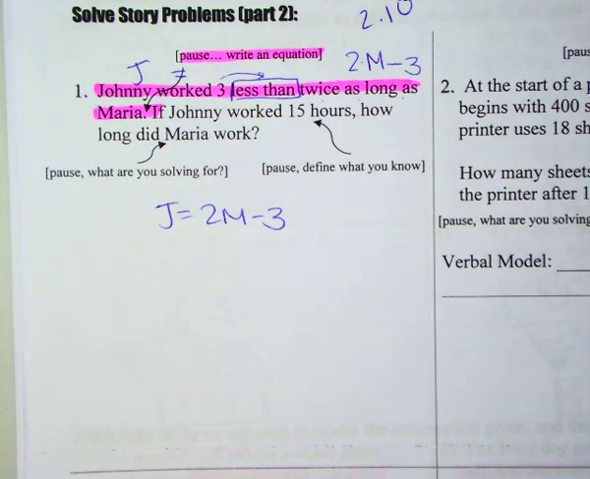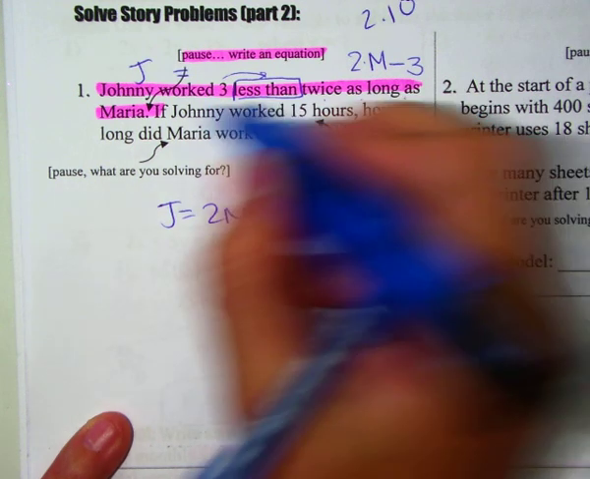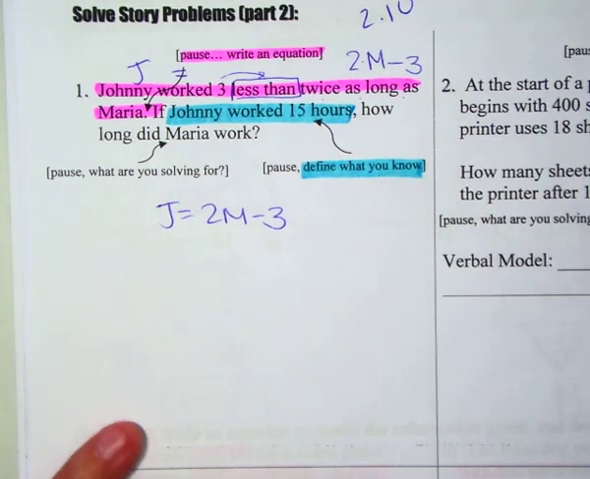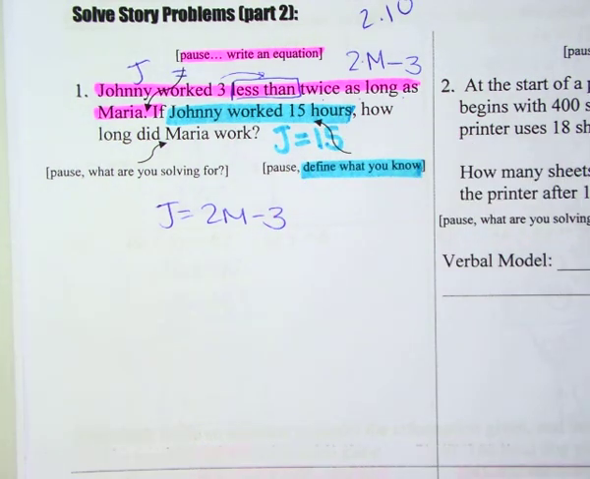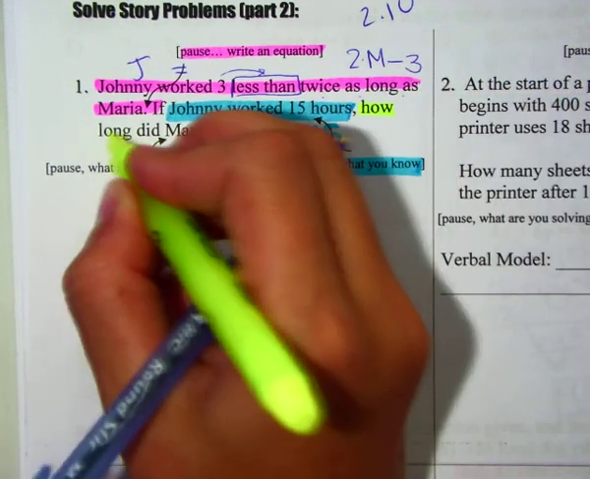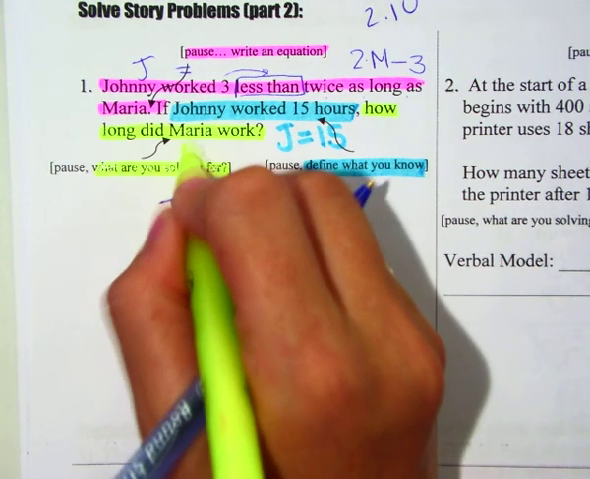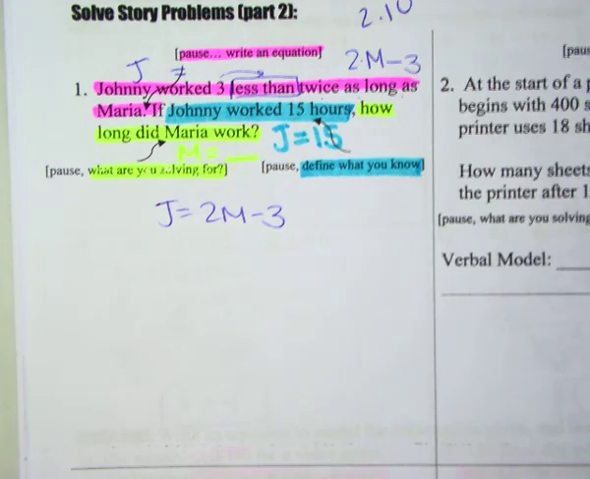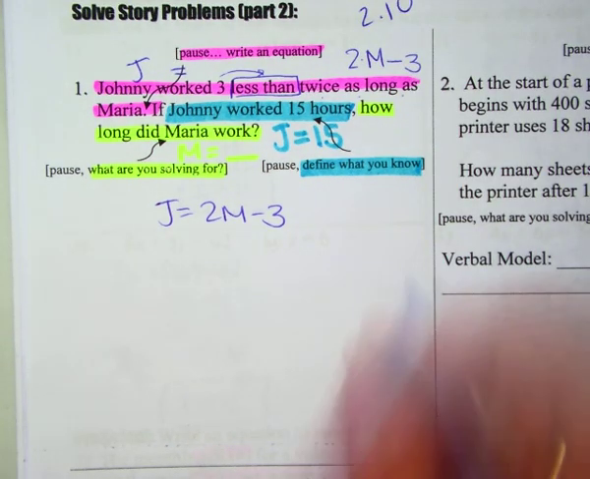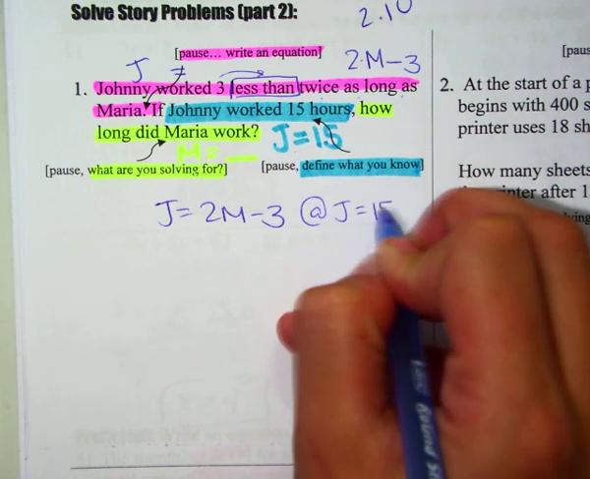Next, if Johnny worked for 15 hours, I'm going to pause because that tells me something that I know. Johnny worked 15 hours, so J equals 15. How long did Maria work? Pause. That's what I'm solving for. So I know my answer is going to look like m equals something. All right, I have everything I need. Time to go solve.